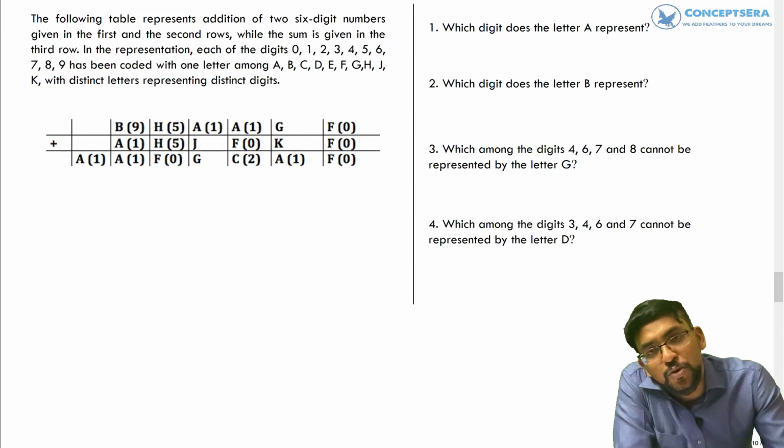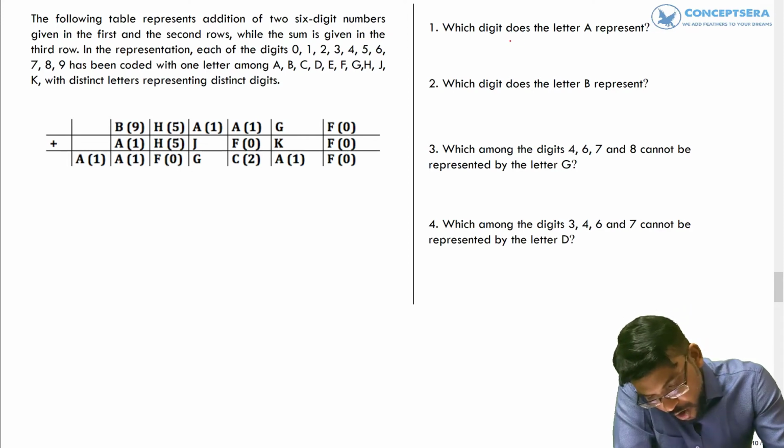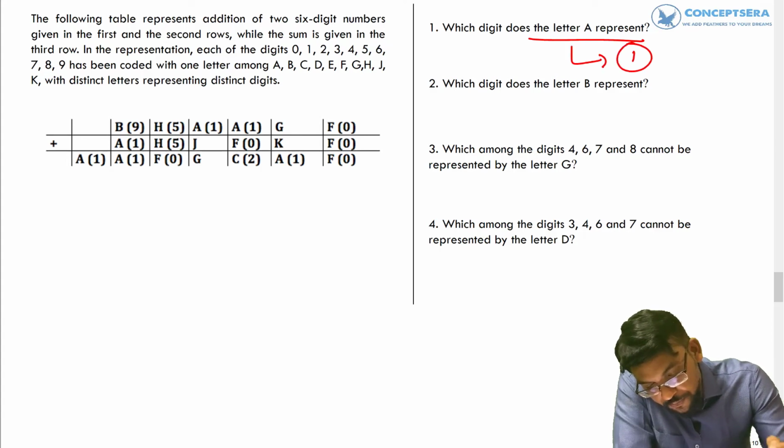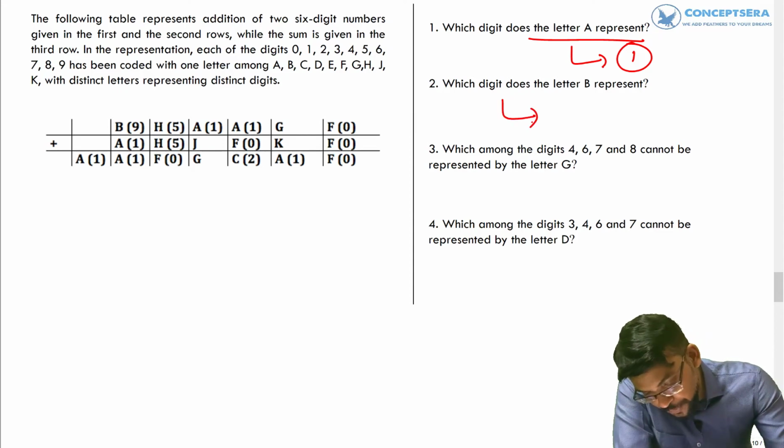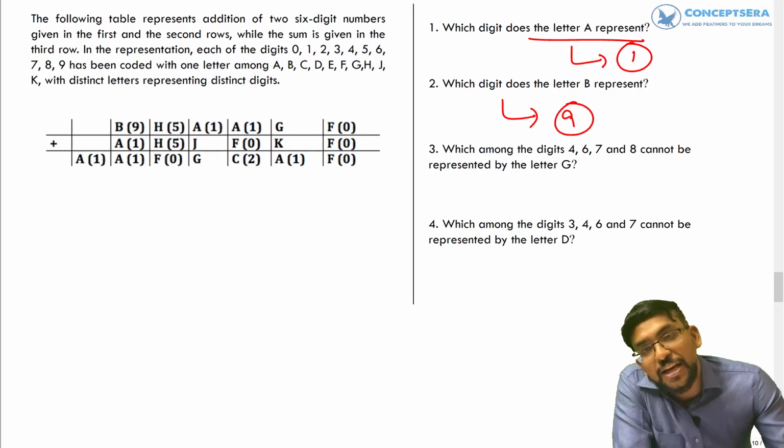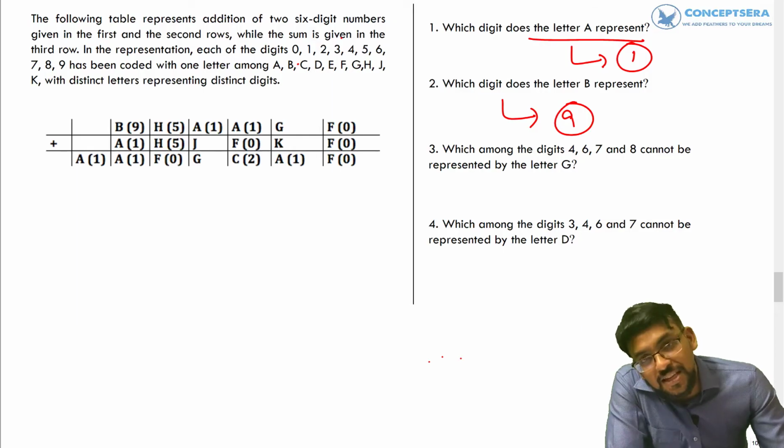If you look at the first question, they are asking what digit does letter A represent? We know A is representing 1 here. If we see the second question, they are asking which digit does letter B represent? B is representing 9 here. So the right answer for the second question is 9. So let's see the third question now.